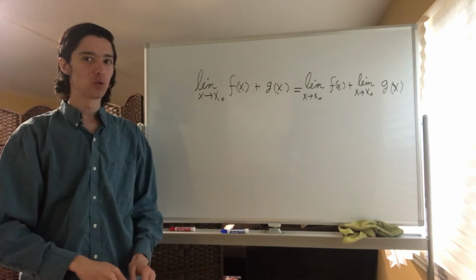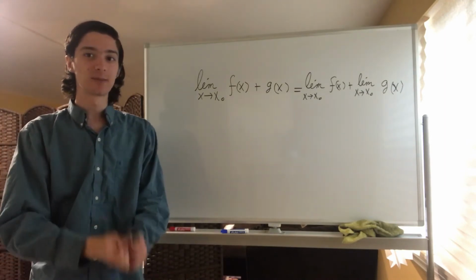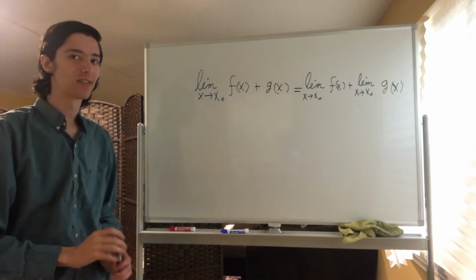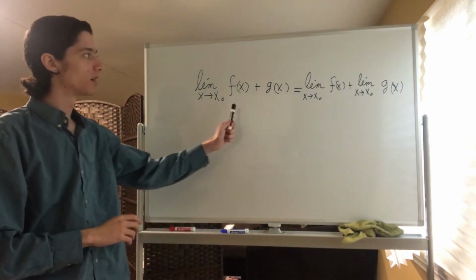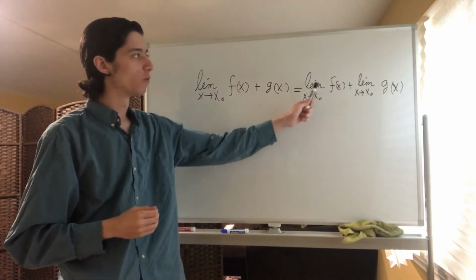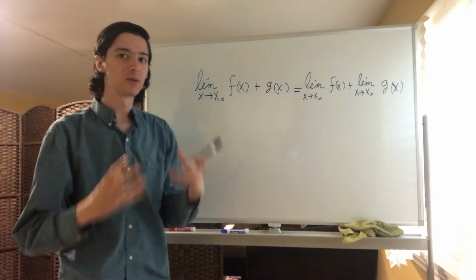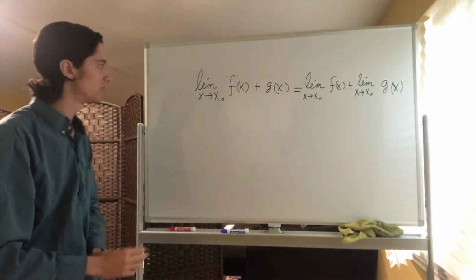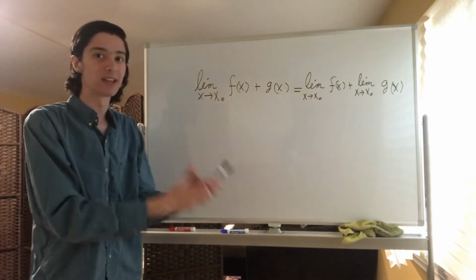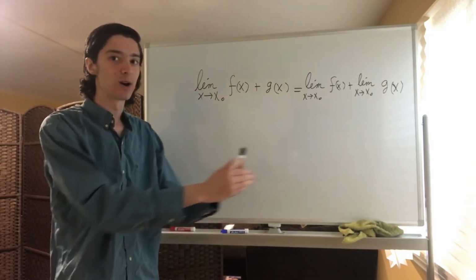Today, we will be proving a property of limits. Specifically, the fact that the limit of a sum of two functions is equal to the limit of one function plus the limit of the other. So essentially what we're saying is we can take this sum and we can break it up, finding this limit by evaluating each part individually.